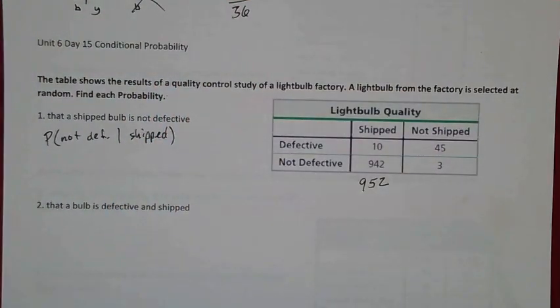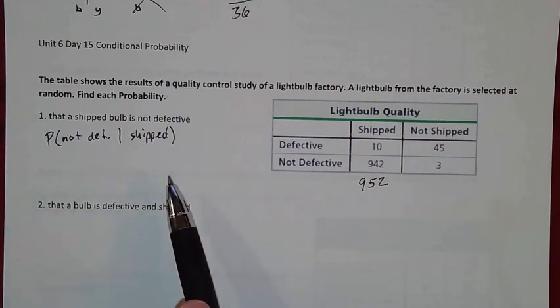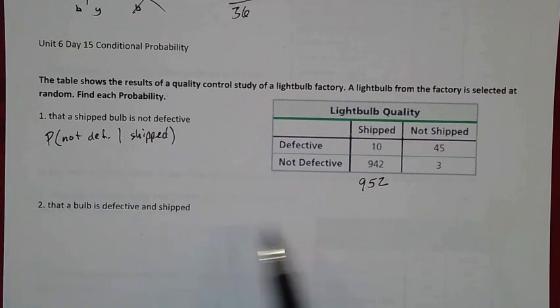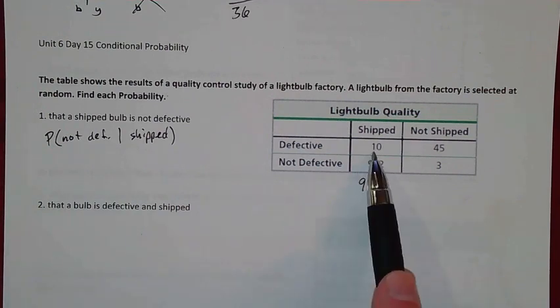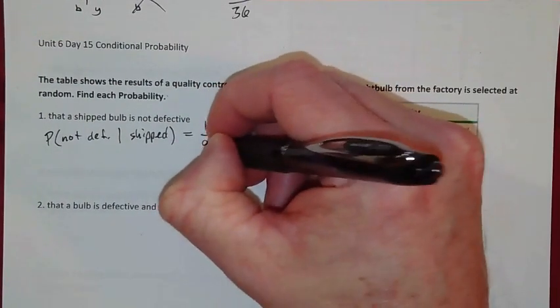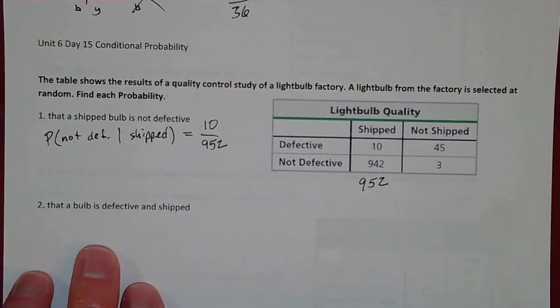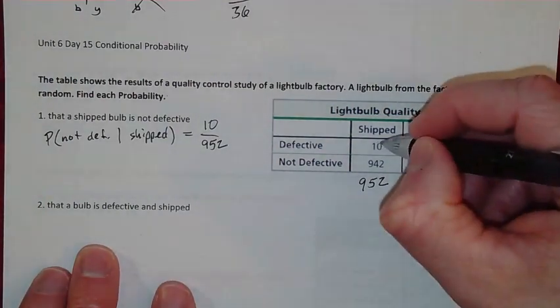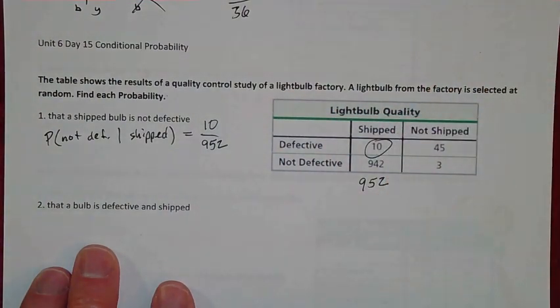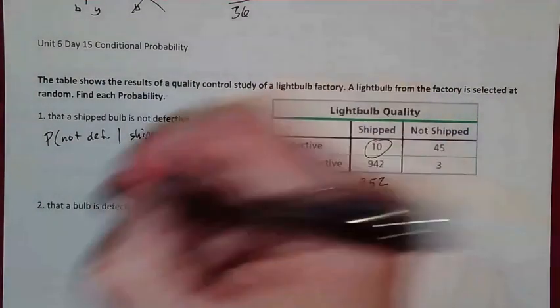And make sure that I'm reading this right. Probability that a shipped bulb is not defective. So what is the probability that it's not defective given that it is shipped? Well, the defective ones, there's only 10 of them out of those 952. And I'll contrast that with the second one. What is the probability that a bulb is defective and it is shipped? Well, now I'm looking at just these. It's these 10, but it's now out of the total. Out of all the bulbs, what is the probability that it's both defective and shipped?